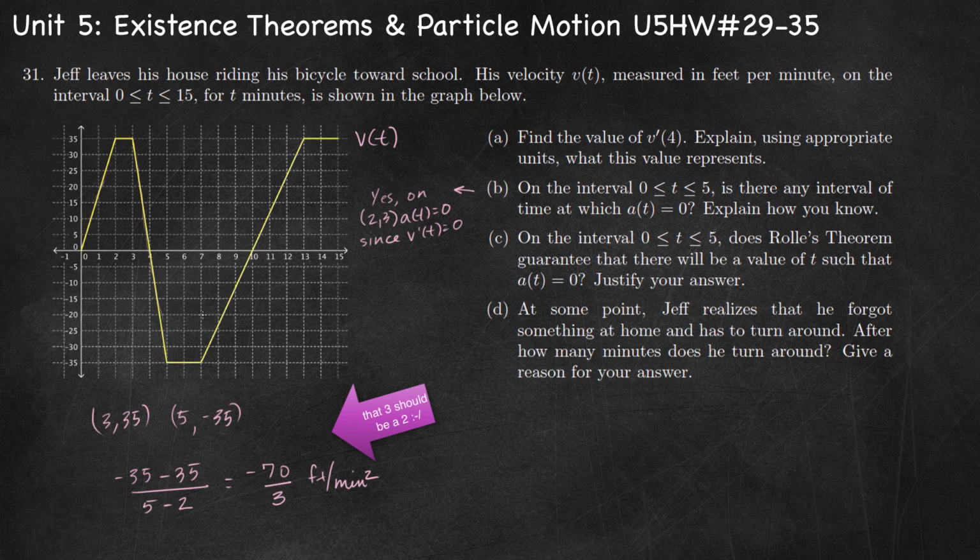Part D, at some point Jeff realizes that he forgot something at home and has to turn around. After how many minutes does he turn around? Give a reason for your answer. Well, again, this is our velocity graph. So wherever the velocity is positive, he's moving to the right, or he's moving away from his point of origin.